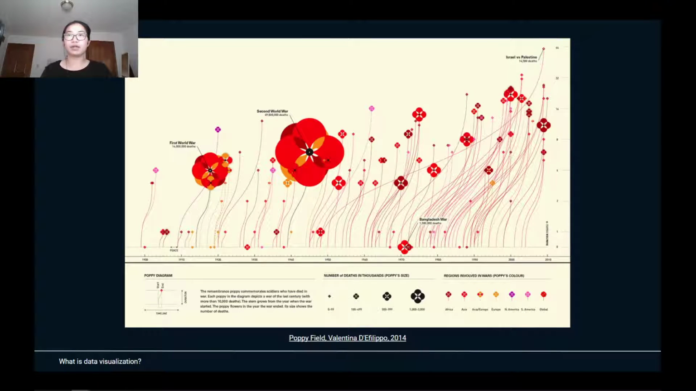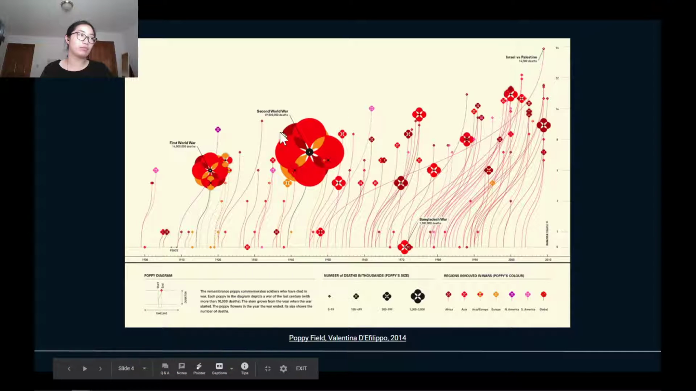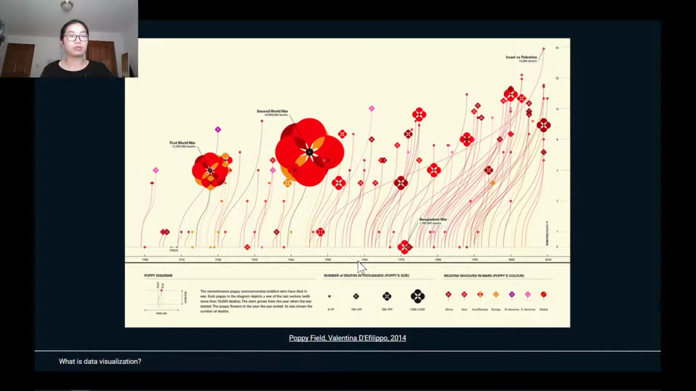So here's an example that came out in 2014. This is designed by Valentina, and it looks at the consequences of war, and it looks specifically at death. So the bigger the poppy, the more deaths experienced for that war. On the x-axis, we have the year, and the y shows the number of years the war occurred for.